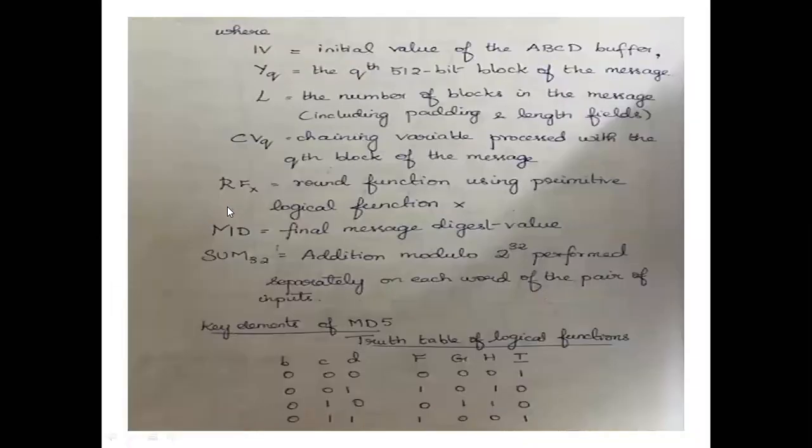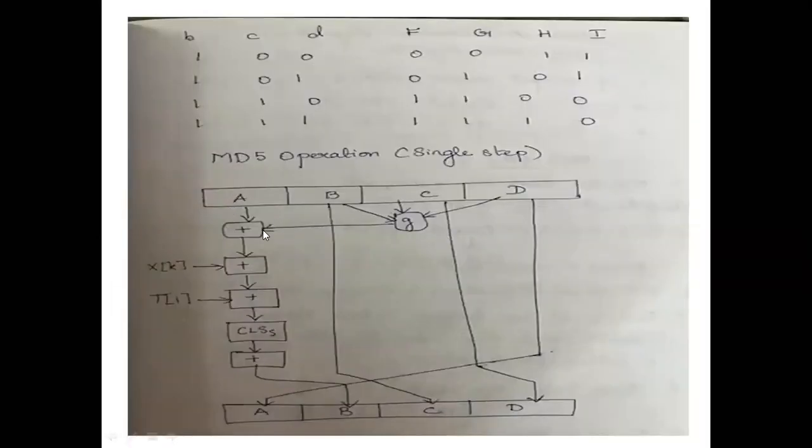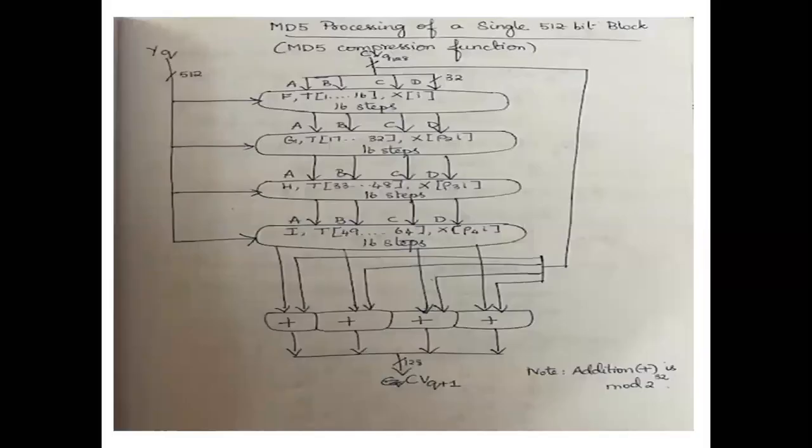So that is what they are explaining here in the form of a diagram. All that is given to A, which is addition modulo with the part of the plain text. And then T of I is nothing but constants. All these things are given to the next value. So that is all about MD5. So I think this is more than enough explanation.